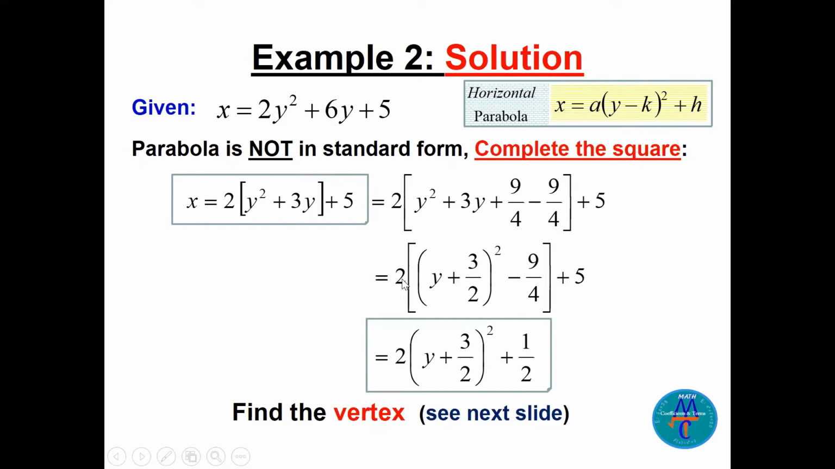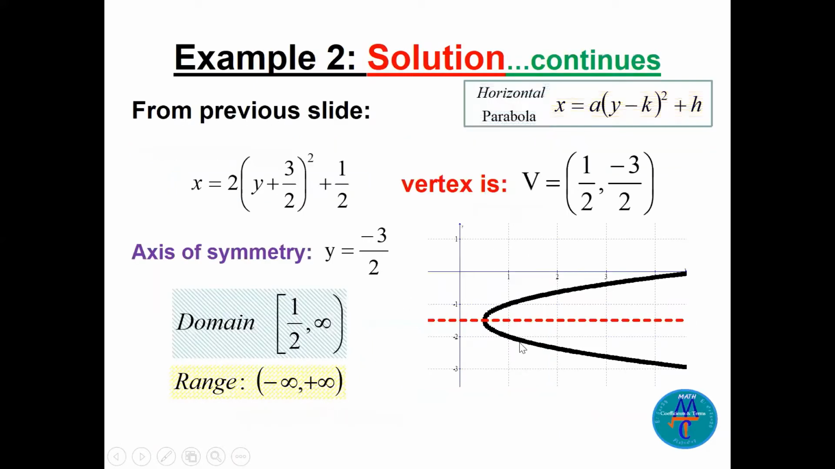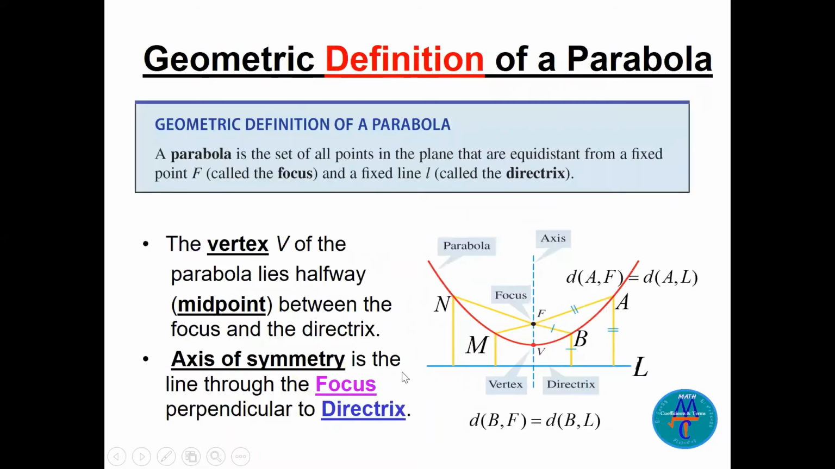Then I multiply by 2 again. So 2 times this bracket, 2 times this becomes minus 9 over 2, plus the 5 becomes half. So we can see the vertex now. This is the standard form of the horizontal parabola. So the vertex will be half and minus 3 over 2. This is the general form. And this is the graph opening to the right. The domain will be from half until infinity, and the range is all real numbers.